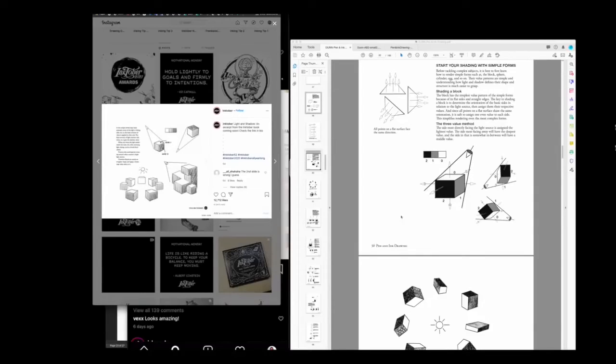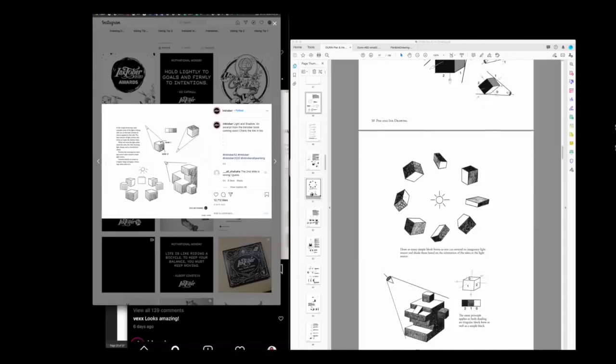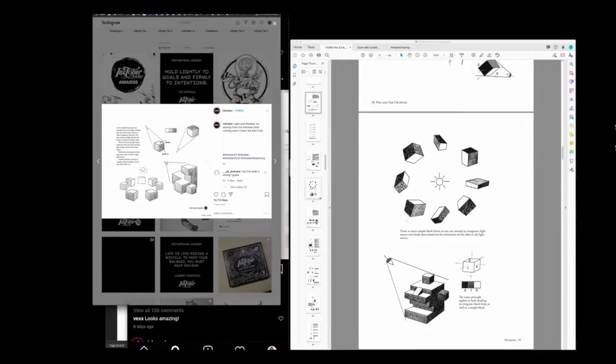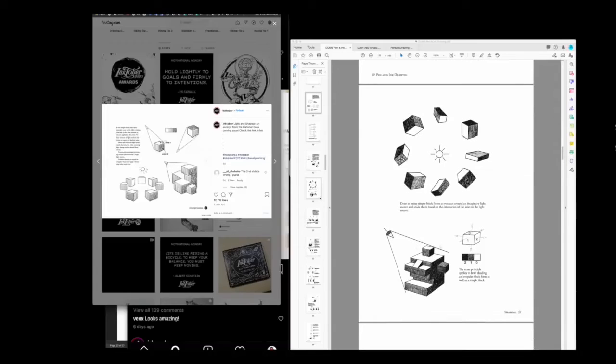This guy, how lazy. Look at my illustrations and look at this. Look at this and look at this. You see, he couldn't do it like this because that would be too obvious. So he did it like this. Here I showed a complex block form. So I'm showing that you can apply the same 3-step value method to a complex form.